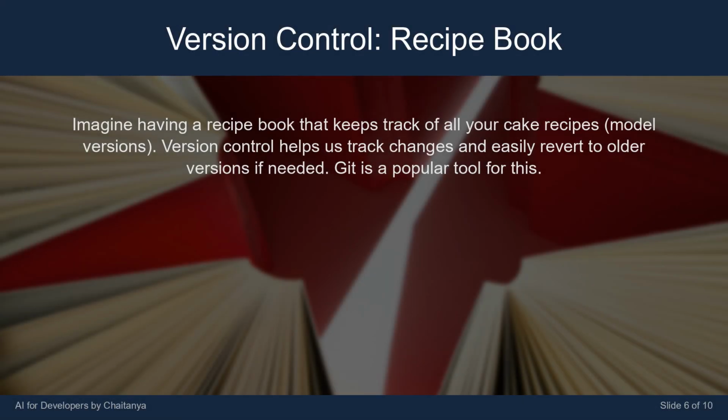Imagine having a recipe book that keeps track of all your cake recipes. Model versions. Version control helps us track changes and easily revert to older versions if needed. Git is a popular tool for this.